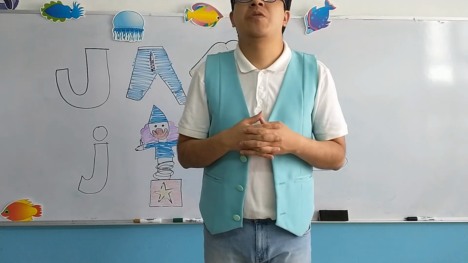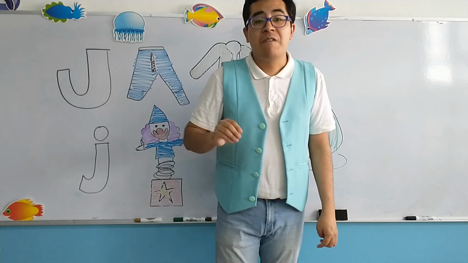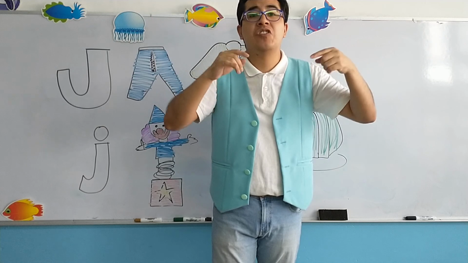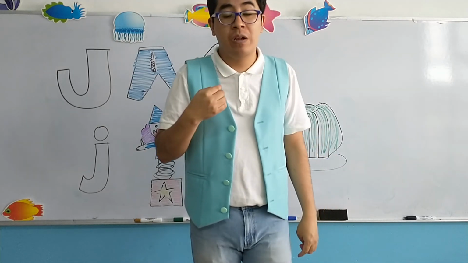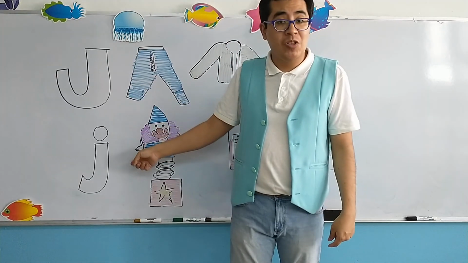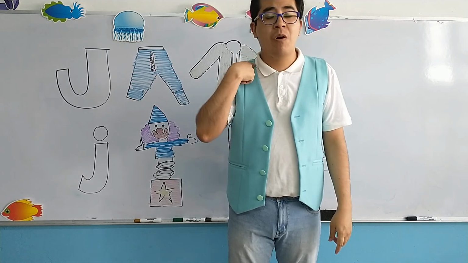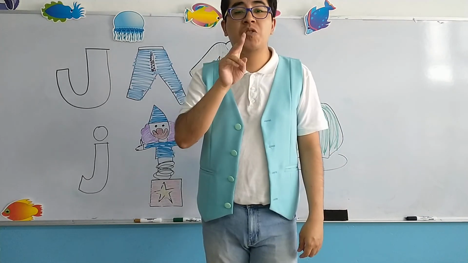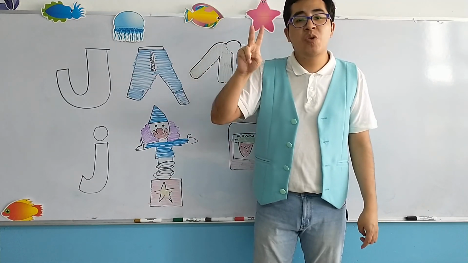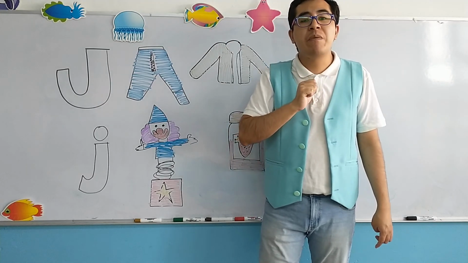Today, we're going to continue with the capital and small j. Now, first of all, let me tell you that of all the letters in the world, this is my favorite because this is the letter of the teacher Jacob. Capital J, small j of teacher Jacob. And of course, we're going to see some objects that are related to these two letters. So let's begin.